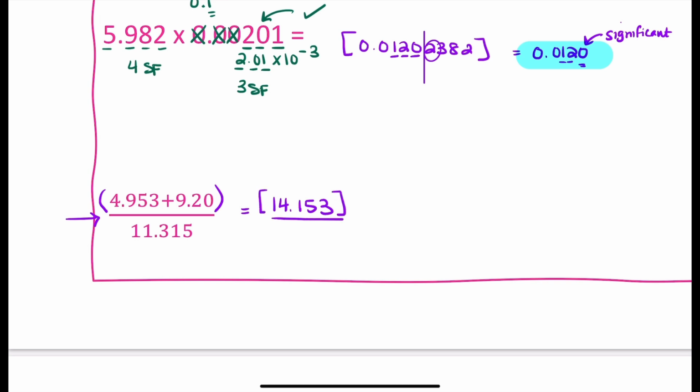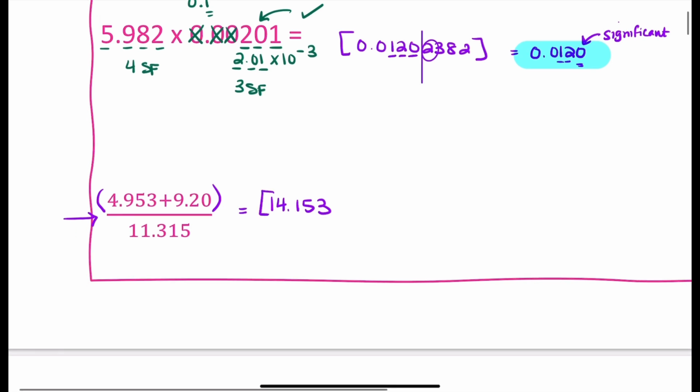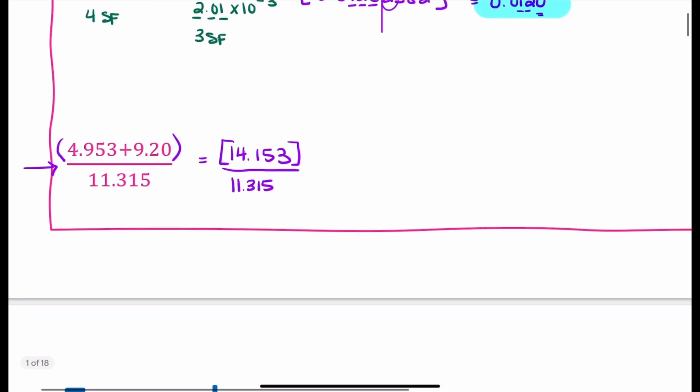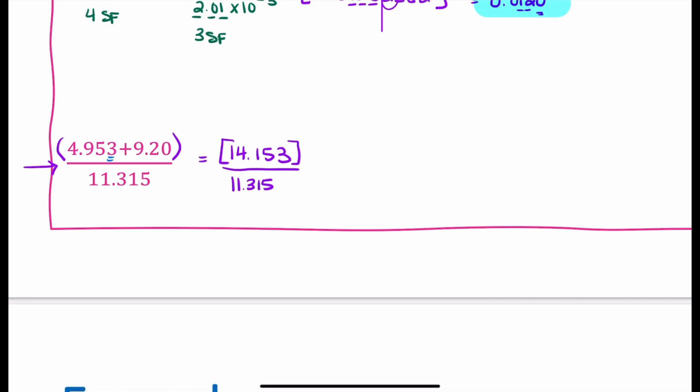I haven't talked about sig figs yet. And that is divided by the 11.315. Now let's talk about your sig figs. In the 4.953, because I'm doing addition and subtraction, I have to look at how precise my measurement is. This is precise to the 3rd decimal place. The 0 here is precise to the 2nd decimal place. My final answer can only be precise to the 2nd decimal place.